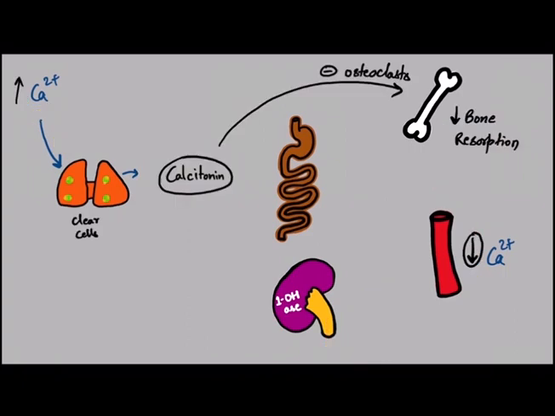Now finally, the third hormone, which is calcitonin, is secreted by the clear cells from the parathyroid gland, and is stimulated by an increased amount of calcium in the blood. It is the only hormone which acts on the bone to decrease bone resorption, due to which the level of calcium decreases in the bloodstream.